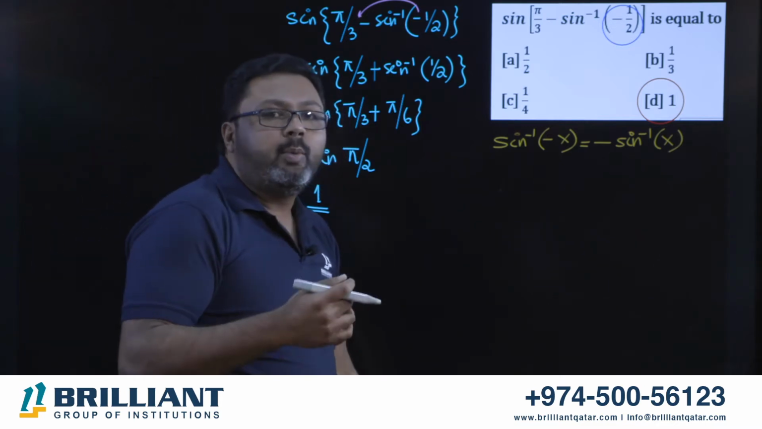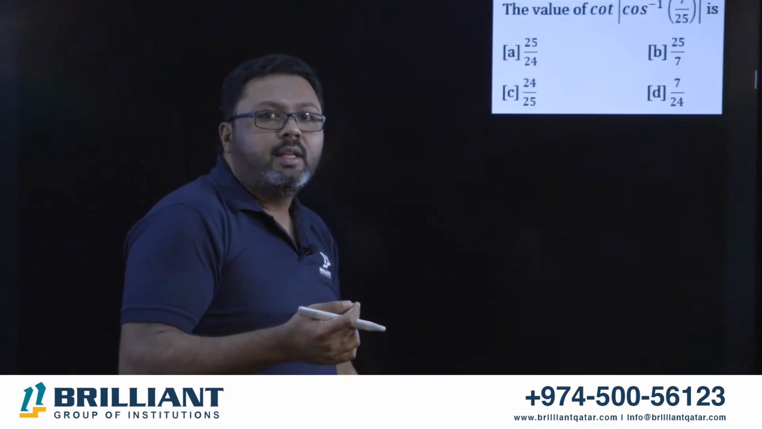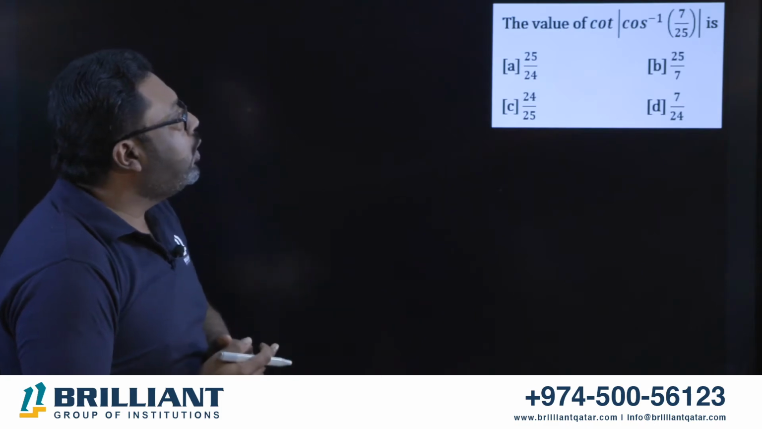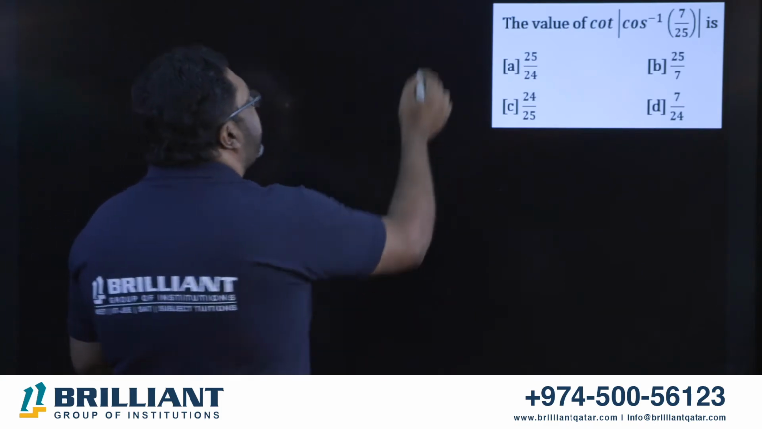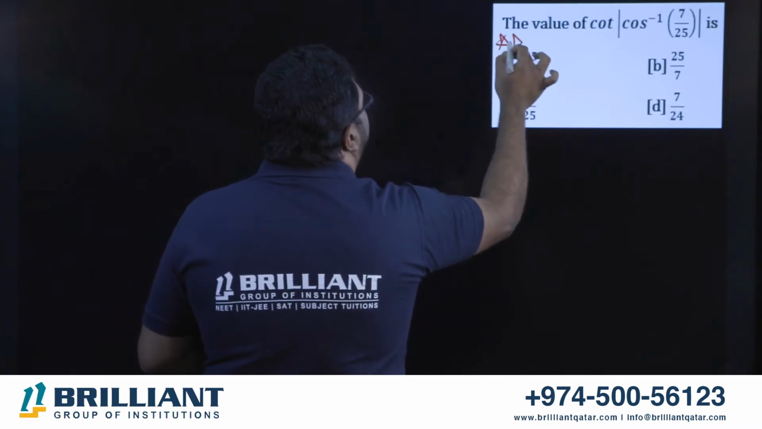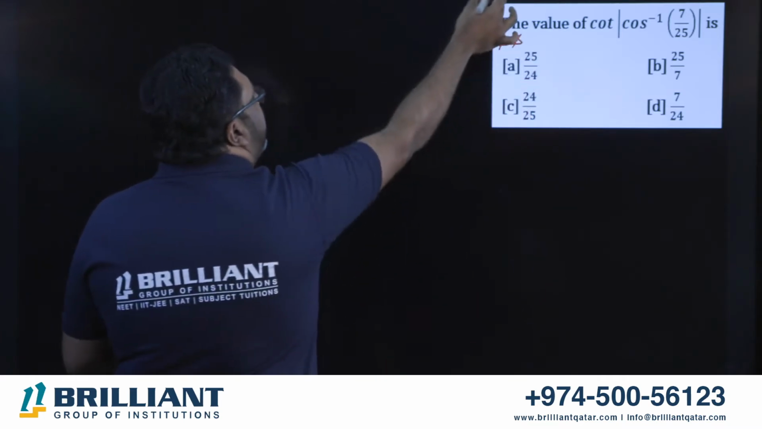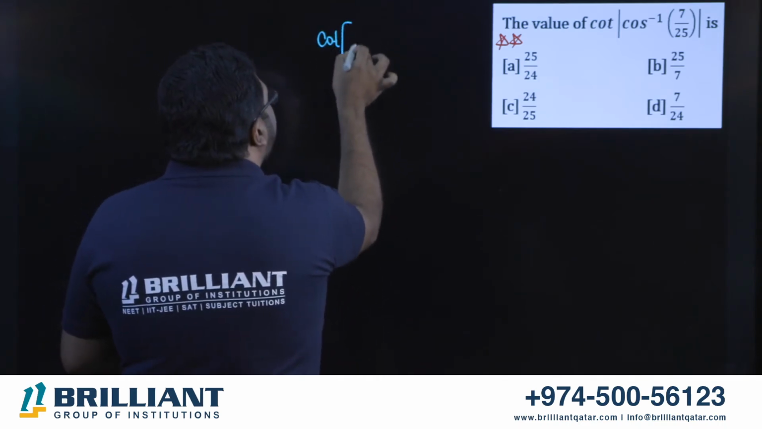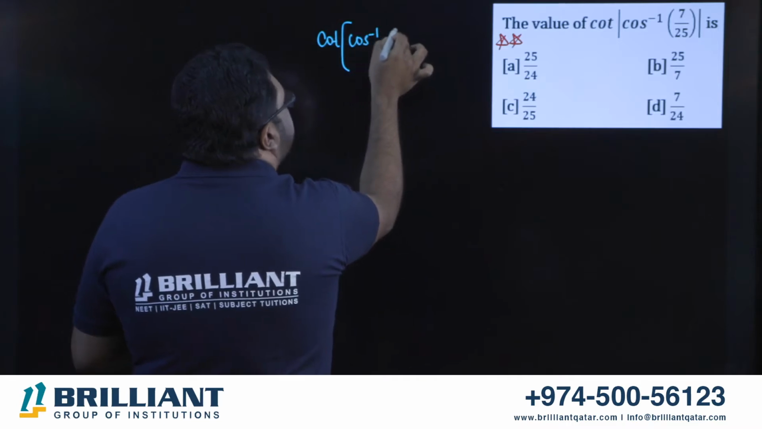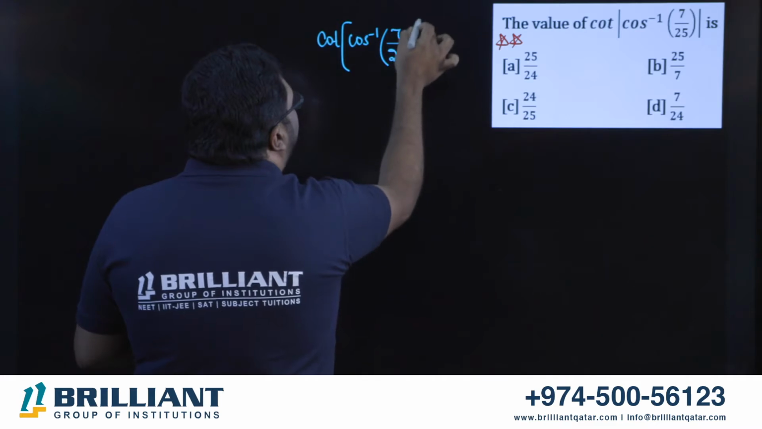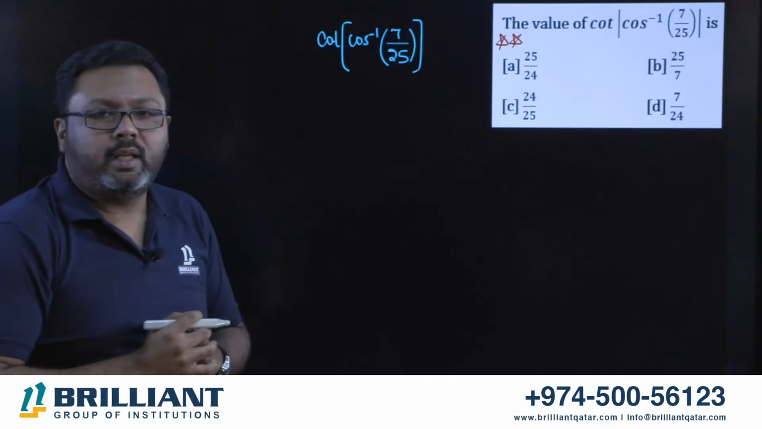You can see repeatedly I'm doing questions based on the same category. It simply is because this question is very important for your boards. Okay, next one. The value of cot of cos inverse 7 by 25. For the first time you're seeing a question like this, so I want you to mark it, please. It's a little bit important. See this, cot of cos inverse 7 by 25.